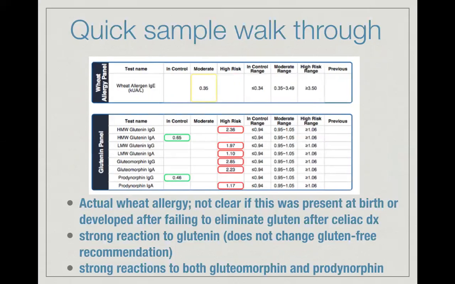These next two panels are really just further evidence that this patient reacts strongly to wheat and gluten. It's interesting that he has an actual wheat allergy and did not know it. However, it was not clear from his description and recall if the celiac diagnosis in infancy was actually celiac or if it was a wheat allergy diagnosis. The reactivity to glutenin and gluteomorphins are just further indicators that he is sensitive to numerous parts of wheat or gluten.